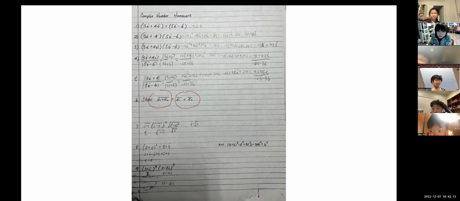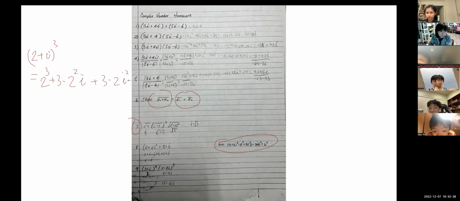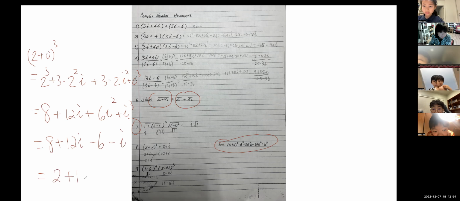Okay, so everybody understands? Number seven, we're not doing this because we did it in the classroom. So number eight, I already gave you the hint, right? So it's (2 plus i) cubed equals 2 cubed plus 3 times 2 squared i plus 3 times 2 i squared plus i cubed. So this is 8 plus 12i plus 6i squared plus i cubed, equals 8 plus 12i minus 6 minus i. So the answer is 2 plus 11i. Everybody, take a look at this one, see if you got it right or not.